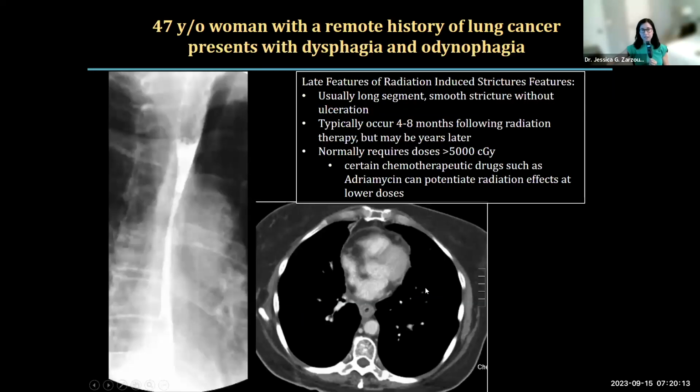Late features of radiation-induced strictures can occur anywhere, anytime really, most commonly in 4 to 8 months following radiation therapy, but can definitely occur years later. And they're usually long segment strictures, and they're smooth, typically without ulceration. And again, it's all about the clinical history here. If someone's had a history of radiation, then our suspicion for radiation stricture would be higher.